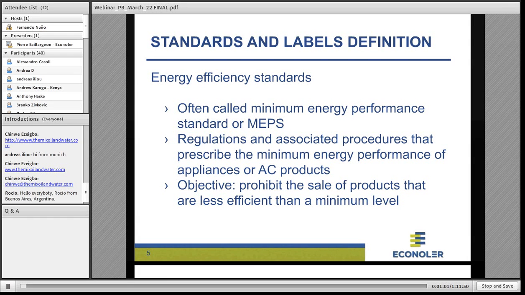So energy efficiency standard, we find also very often in the literature the term minimum energy performance standard, or the acronym MEPS. And in fact, it's a set of policies or regulations with associated procedure that will prescribe a minimum energy performance for product in the market. It has been applied first for white appliance, air conditioning products, more than 20 years ago, I would say now even 30 years ago, because it started at the beginning of the 80s. And nowadays it's expanded to a family of 30 to 40 products in several countries.